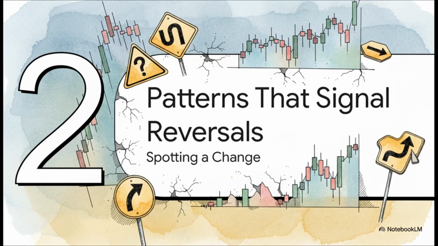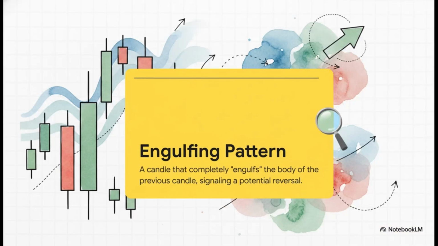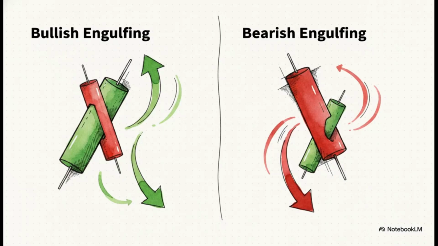Now for the really exciting part, spotting a change before it happens. We're going to look at patterns that act like big, flashing road signs, warning us that the market trend might be about to pull a complete U-turn. These are what we call reversal patterns. One of the most powerful reversal signals out there is the engulfing pattern. And honestly, the name tells you everything you need to know. It's when one candle's body is so big that it completely, well, engulfs or swallows the body of the candle right before it.